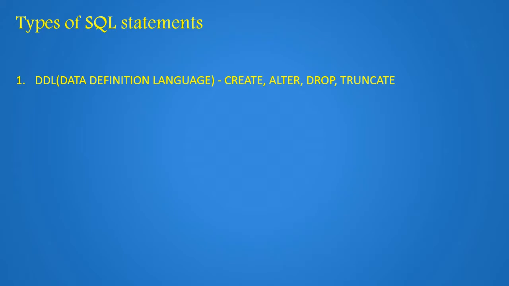First is DDL, data definition language. Create command is used to create tables. Alter command is used to modify the tables. We can add column in table. We can add column in existing table, and we can drop existing constraint, or we can add new constraint. Drop command is used to delete the table permanently with its data and schema. Truncate command is used to delete all the records in one go.